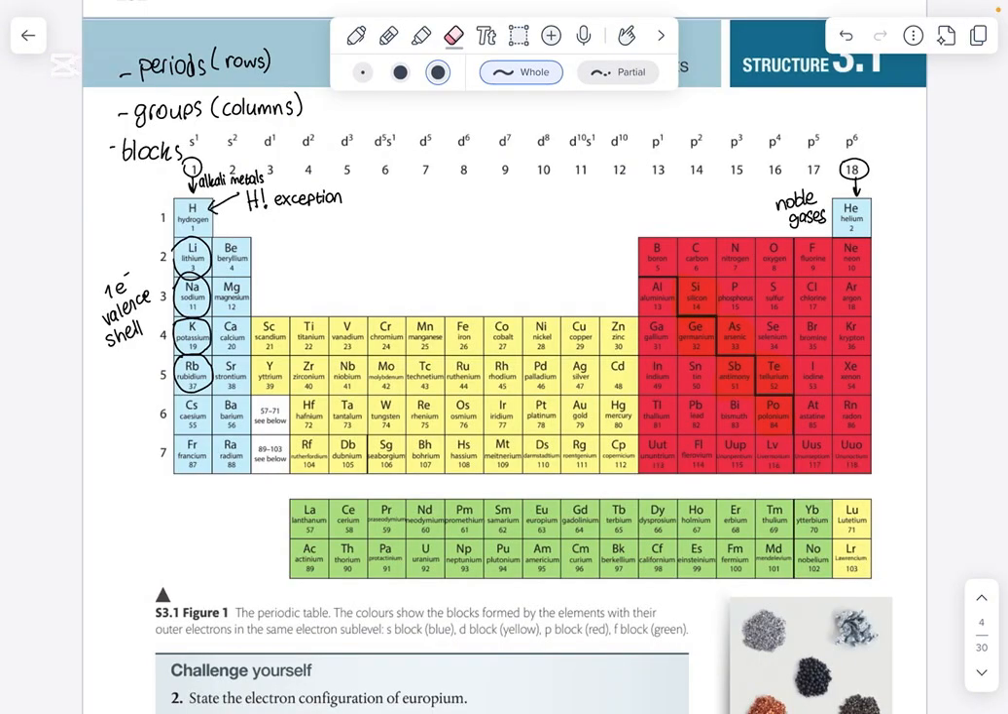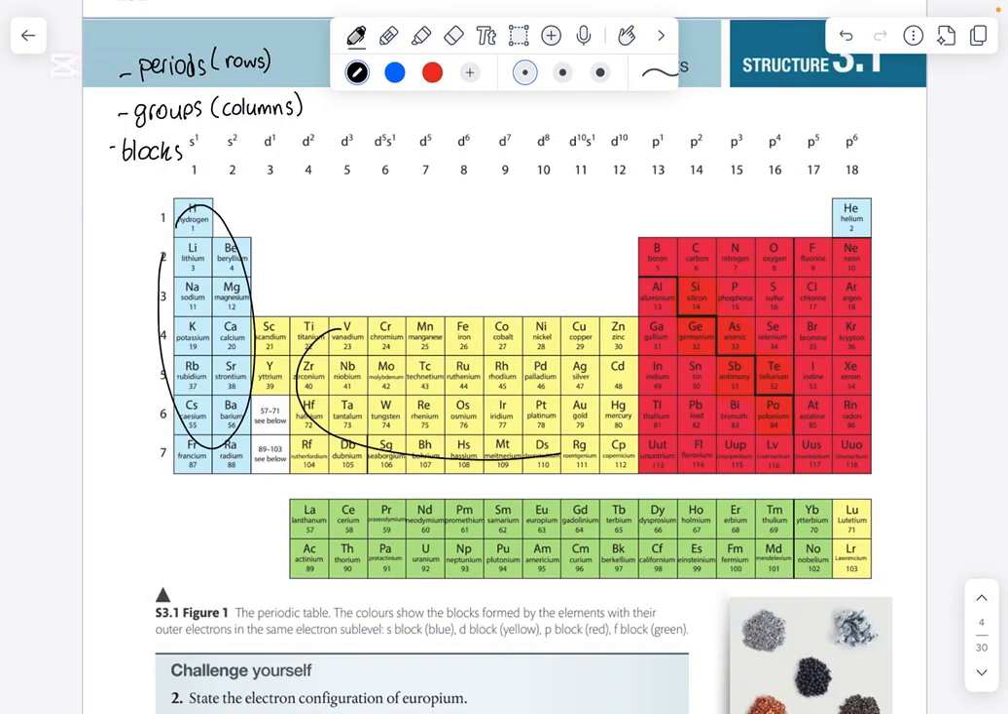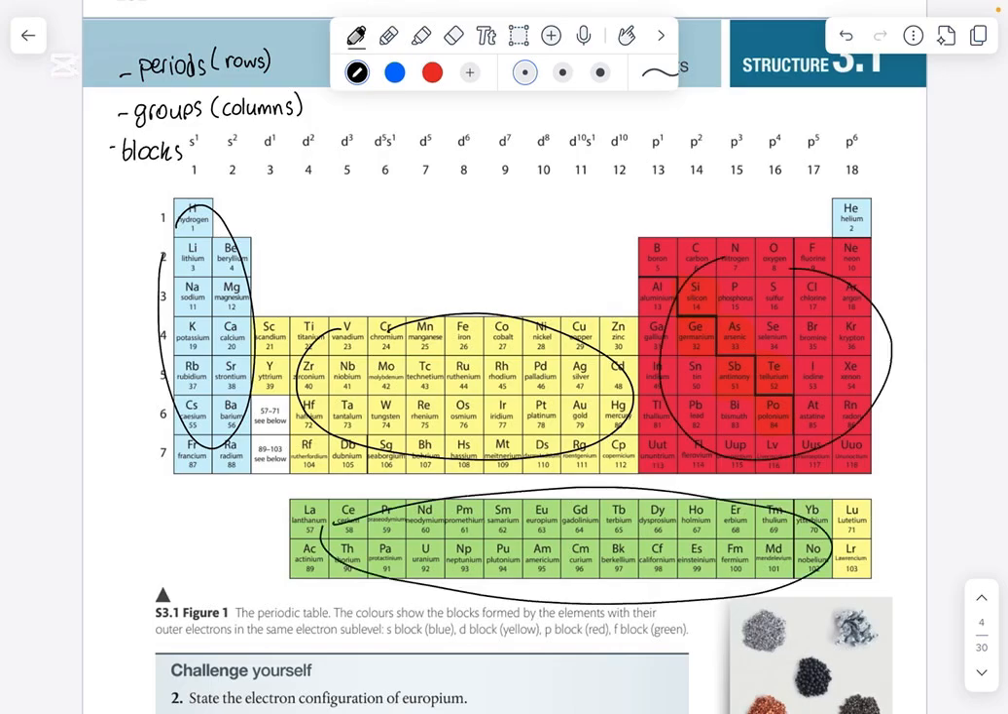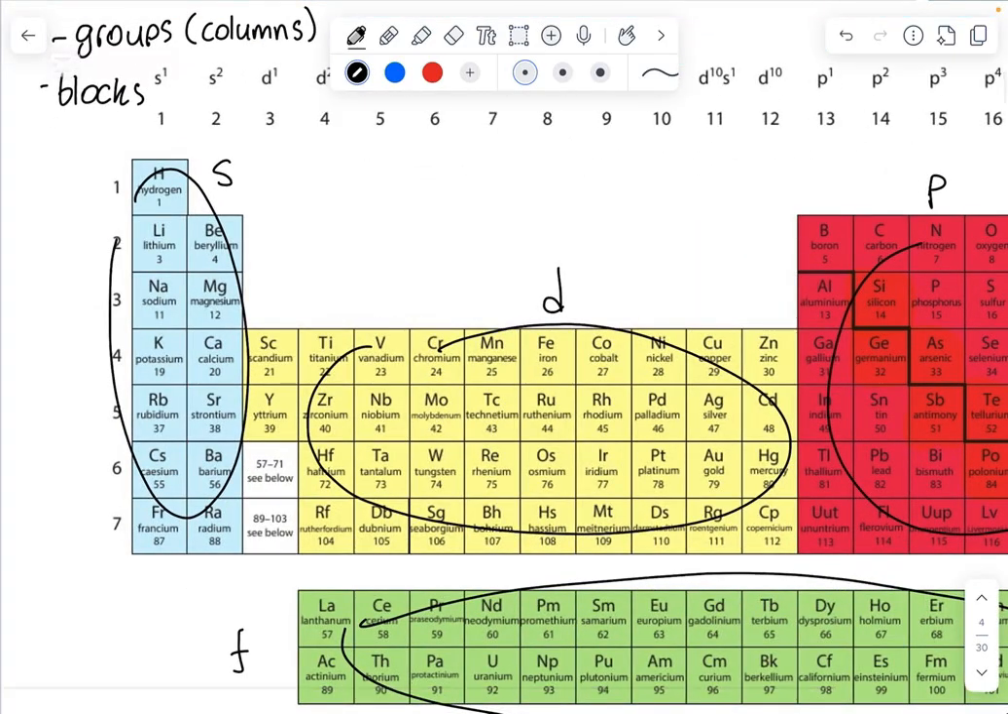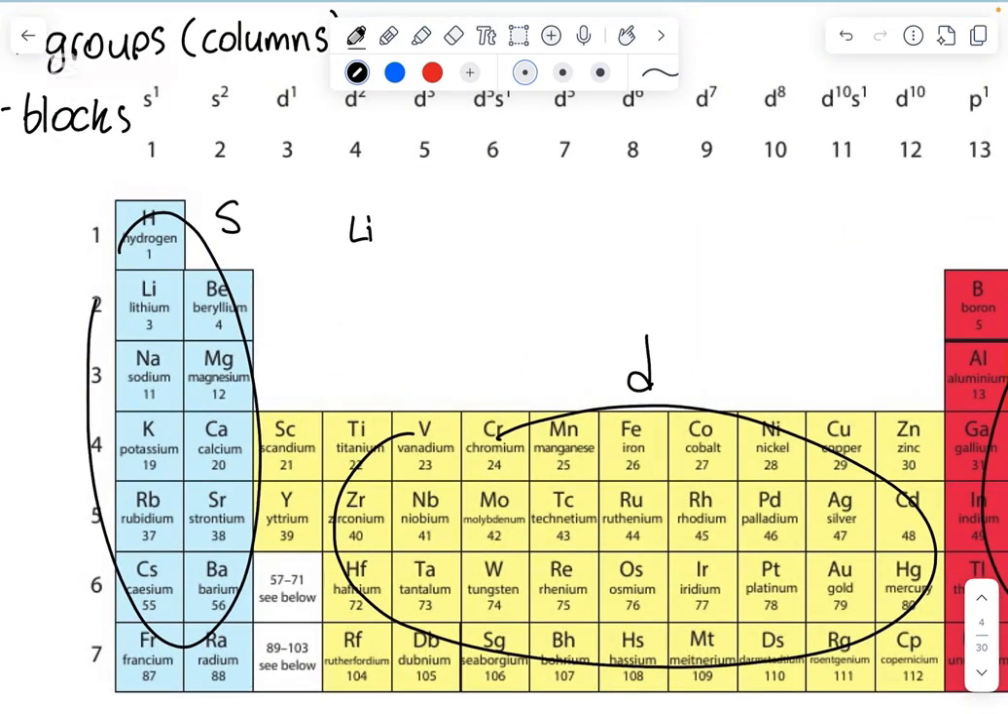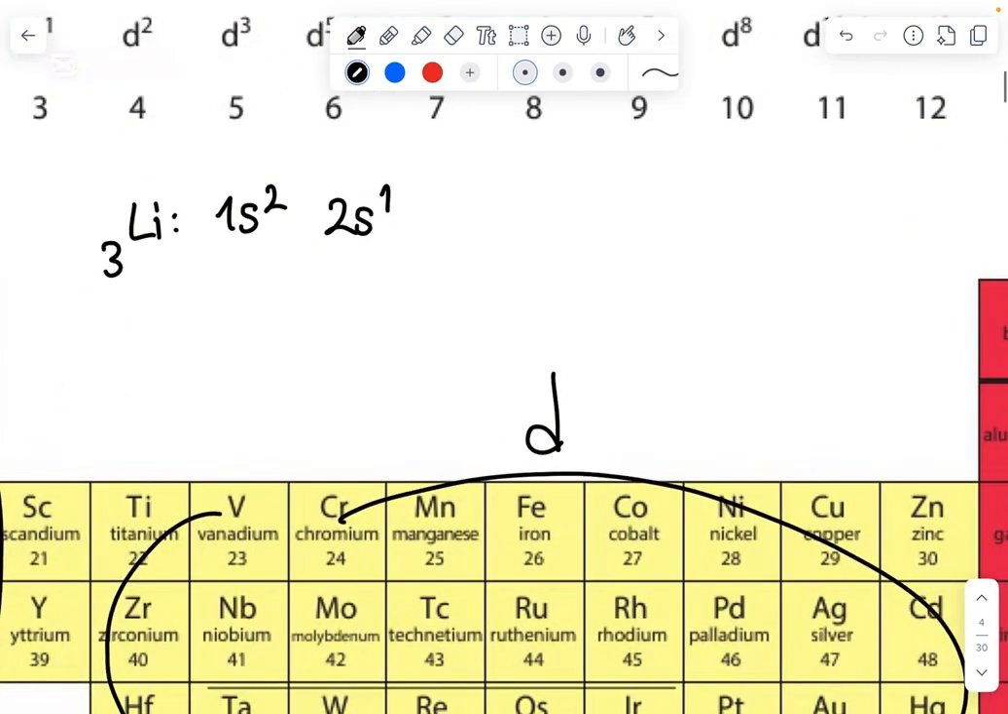Now we can talk about the blocks. The blocks are going to be grouped using these colors. Let me just name these blocks real quick. This block is going to be the S block, this is the D block, this is the P block, and this is the F block. If you're thinking to yourself, how am I supposed to remember this? Well, just remember that. Let's write the electron configuration of lithium one more time. 1s2, 2s1. Notice how it ends, the valence electron is in the s orbital.